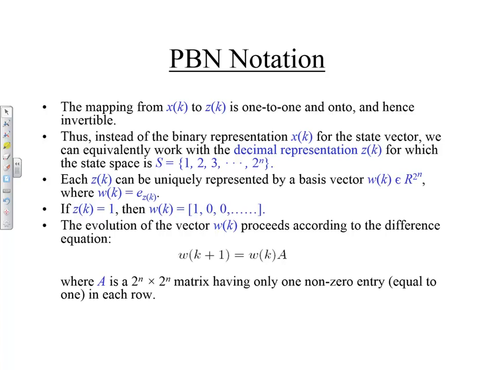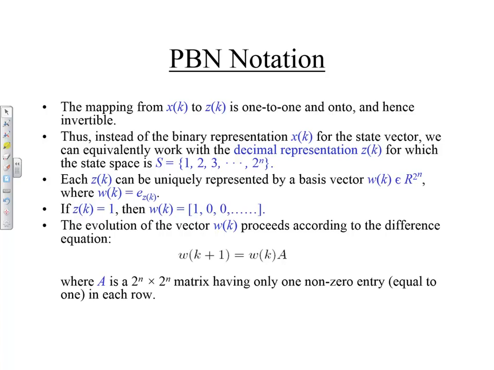And so you have an equation of this form, where wk is a row vector, wk plus 1 is the row vector at the next time step, and this matrix A is going to tell you, you pick a basis vector, which basis vector it is going to map into. So A is going to be a 2 to the power of n by 2 to the power of n matrix, having only one non-zero entry equal to 1 in each row, because it's going to pick up only one of the vectors out of the 2 to the power of n vectors. No problems with that.